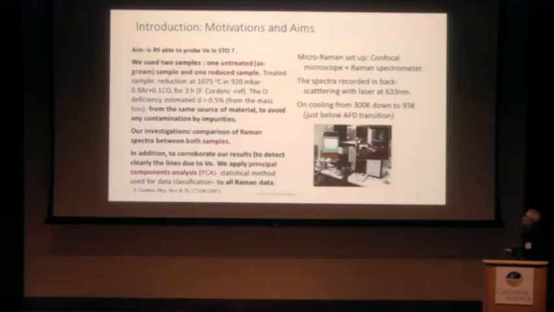So we investigate by Raman spectroscopy with an exciting laser at 633 nanometer, and we make measurements on cooling from room temperature down to 93K, so just below the antiferrodistorsive transition. Also, in order to corroborate our results, we applied principal component analysis. It's a statistical method used to classify data.